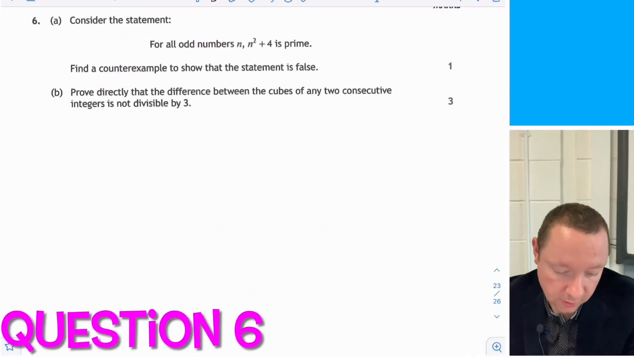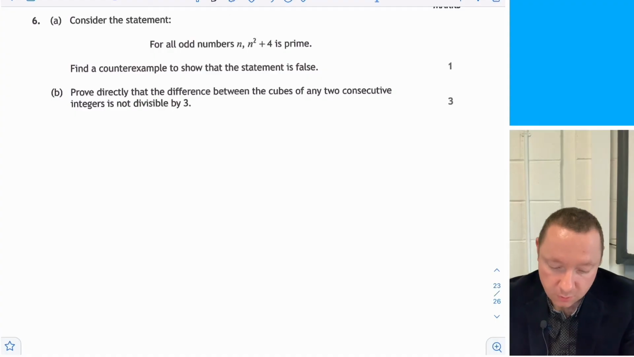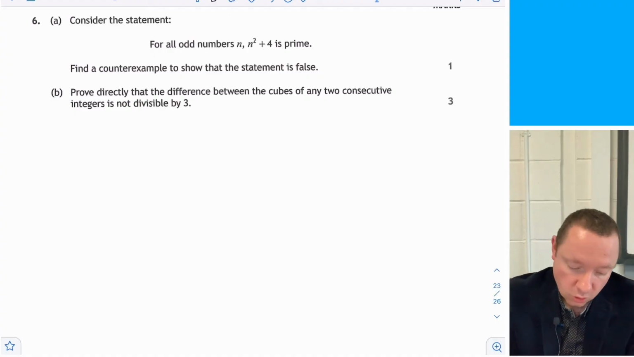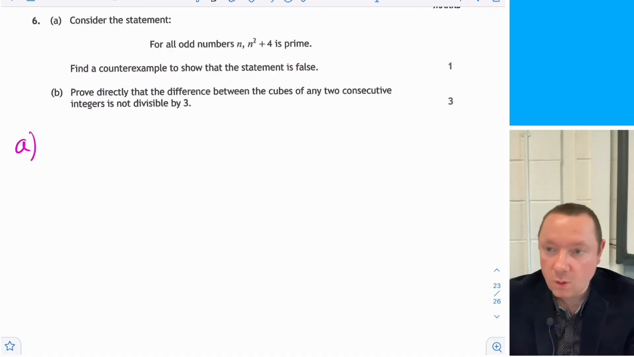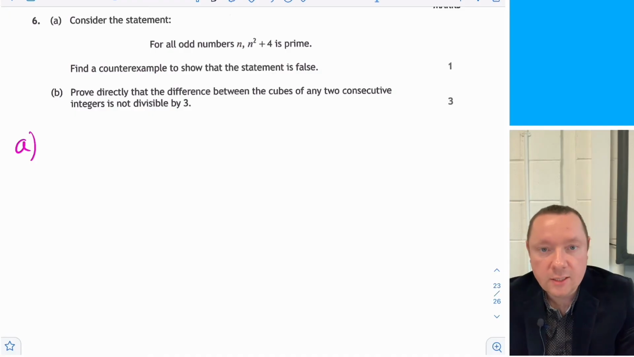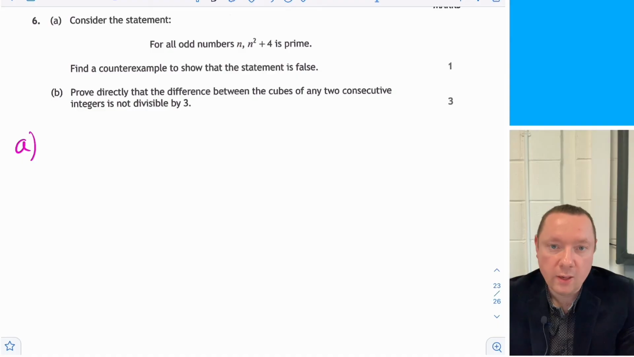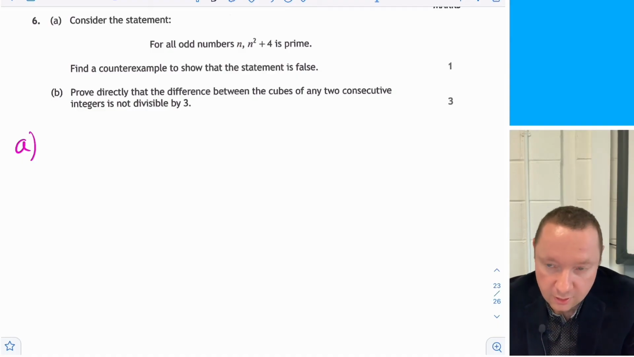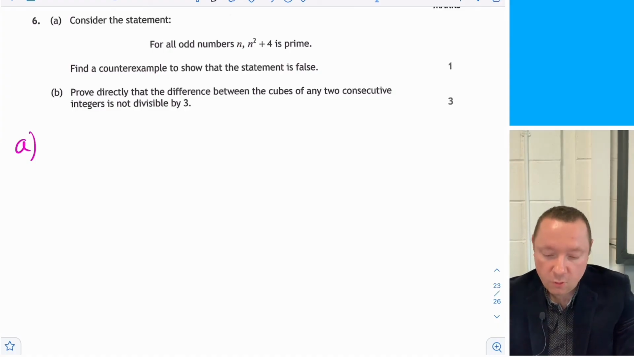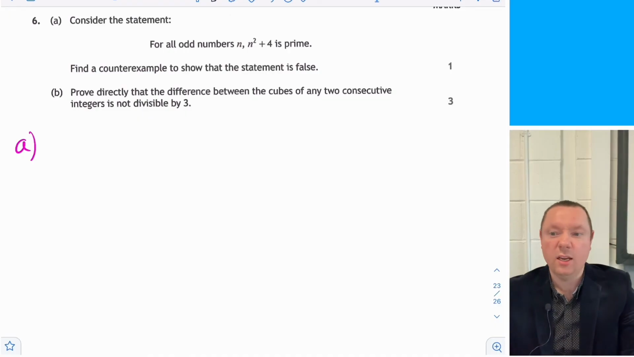Question 6. Consider the statement: for all odd numbers n, n squared plus 4 is prime. Find a counterexample to show that the statement is false. Nice and simple, this one. We just need to find the odd number. So we just try it in our heads. 1 squared plus 4 is 5. 3 squared is 9 plus 4 is 13. 5 squared is 25 plus 4 is 29. 7 squared is 49 plus 4 is 53. 9 squared is 81 plus 4 is 85. Oh, that's in the 5 times table, so it's not prime.